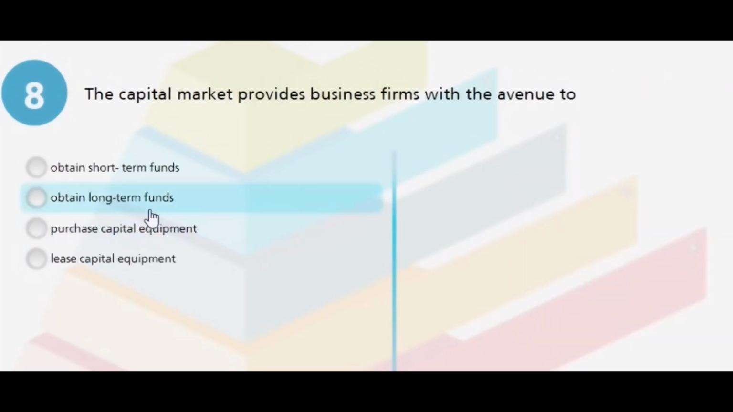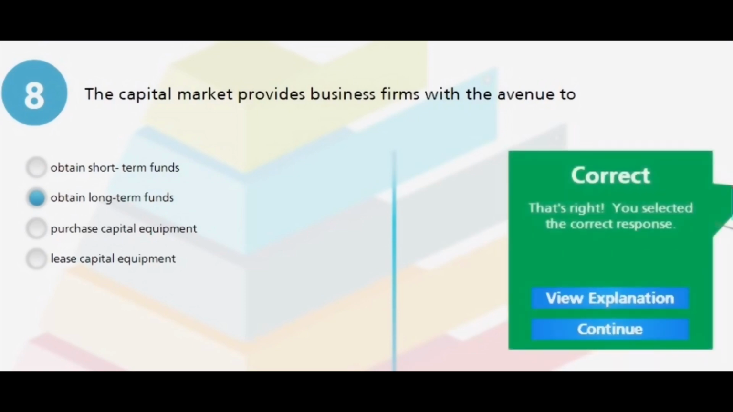Okay? Question 8. The capital market provides business firms with the avenue to do what? Capital market is a long-term financial market where funds can be obtained for long-term investment. It is a market where long-term funds can be obtained. So I'm going to pick obtain long-term funds as my answer, which is B.